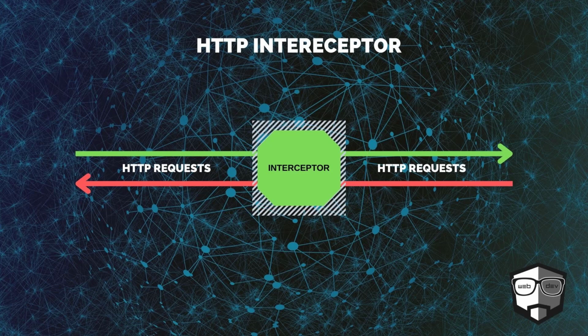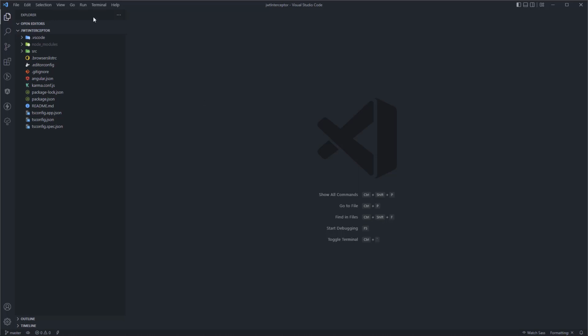So today we are going to create an interceptor, actually a JWT Interceptor, that is going to be attached to every single HTTP request. So for example, when we want to authorize some request, we would like to add some JWT to that request. So our interceptor is going to do exactly that. So let's start creating it.